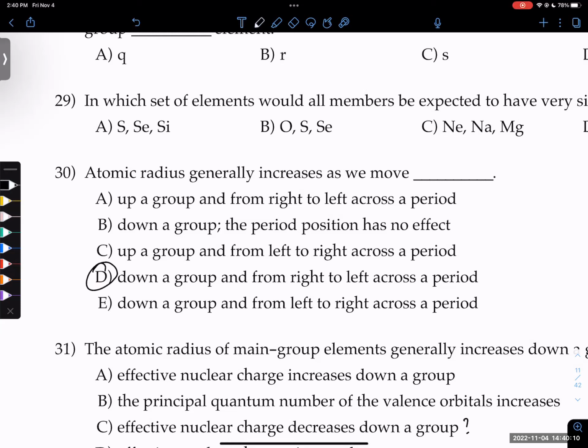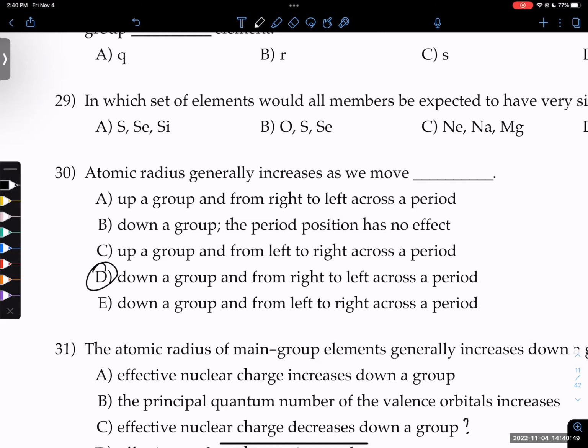Because as you move across from left to right, you're increasing the amount of protons in the nucleus, the atomic number, right? Because you're increasing the protons, it's able to increase the pull on the valence electrons. If it increases the pull on the valence electrons, it makes the atom smaller. So from left to right, radius decreases, because there are more protons pulling on the electrons. It increases as you go right to left, or you could say it decreases as you go from left to right.